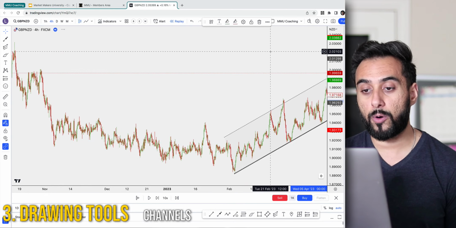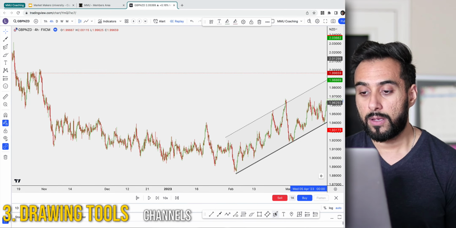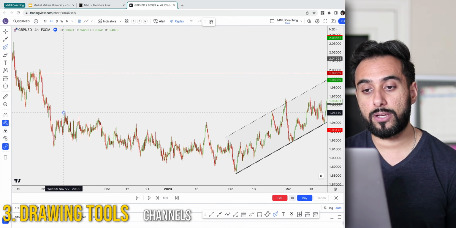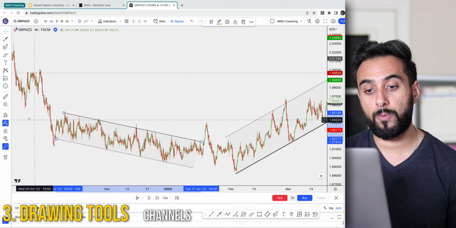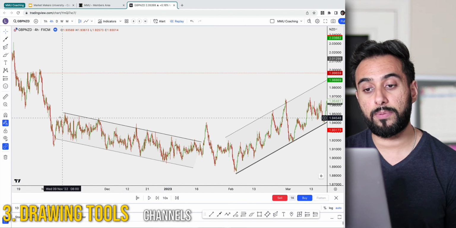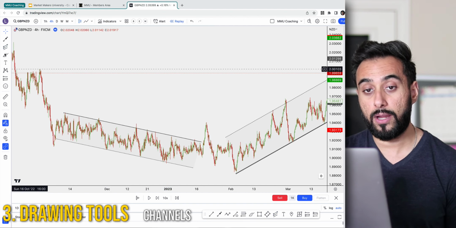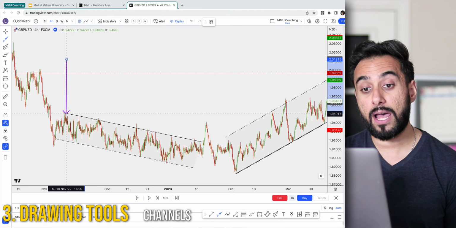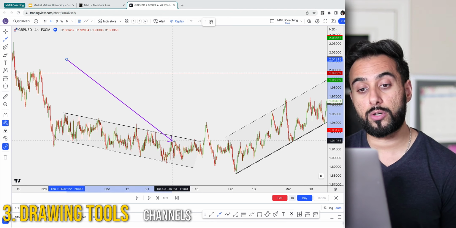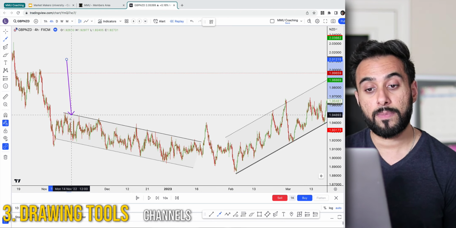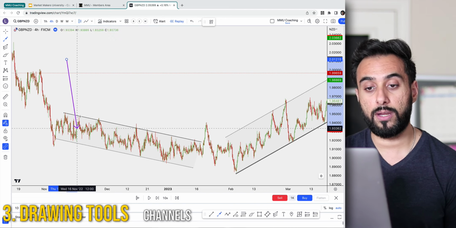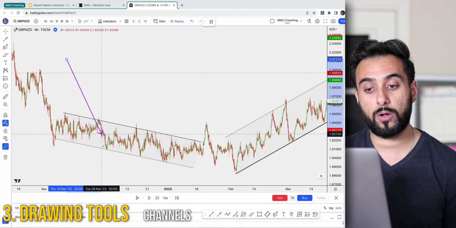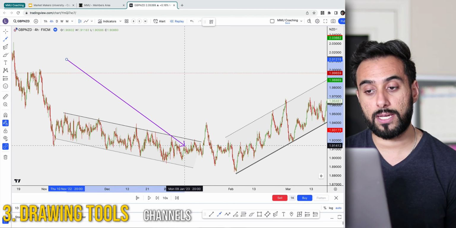I'll give you another example right over here, same type of concept. You can see that the highs are getting lower and lower, and the lows are also getting lower and lower as well. So how we would draw this channel here is simply just like this. Here, you're going to be entering your sells. Remember, this is a downwards trend. So you're entering sells and you're closing your shorts down here. Entering the sell, closing the trade, and so on.